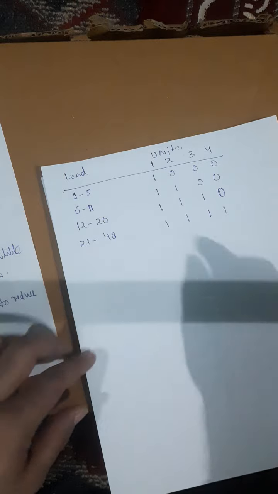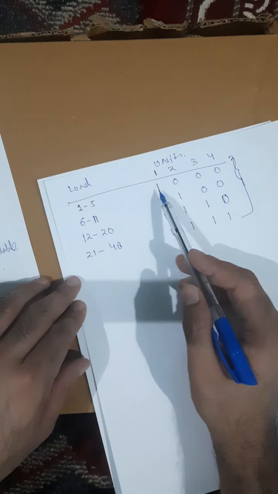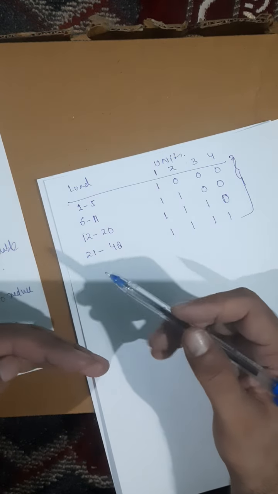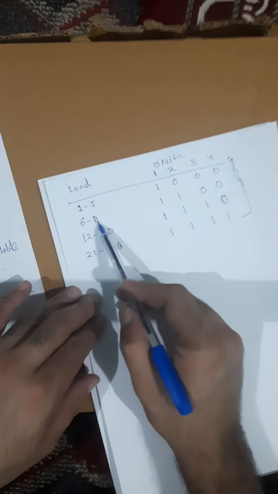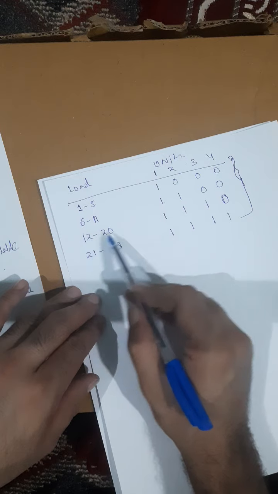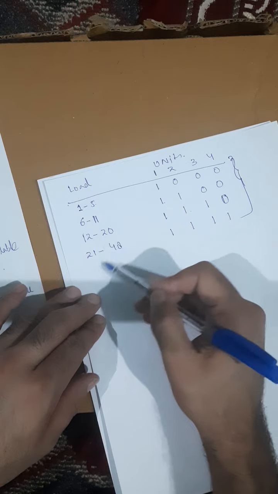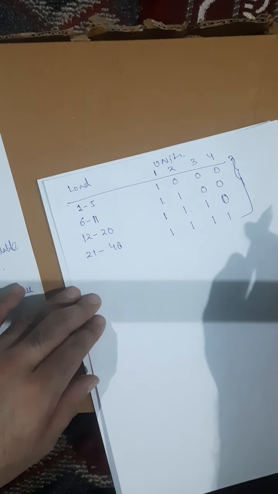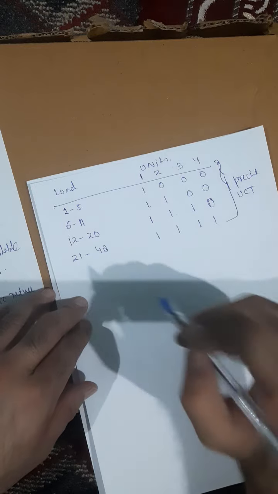So this unit commitment table, you can see, is precise and compact. We only see the values of the loads at which the units are turning on. For 1 to 5 megawatt, only unit 1 is on. For 6 to 11 megawatt, units 1 and 2 are on. For 12 to 20 megawatt, units 1, 2 and 3 are on. And if the load goes beyond 20 megawatt up to 40 megawatt, all 4 units are on. So this is the precise unit commitment table. UCT means unit commitment table.